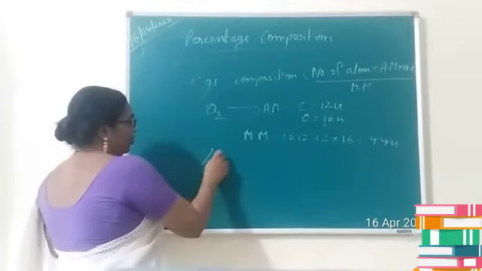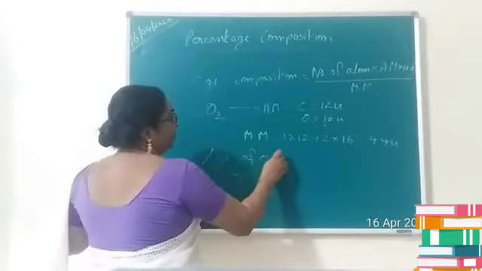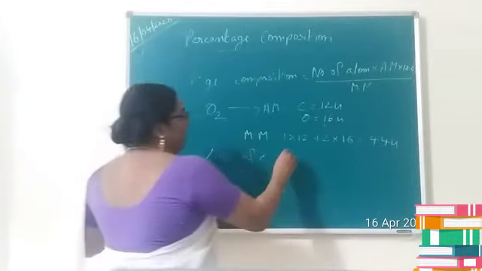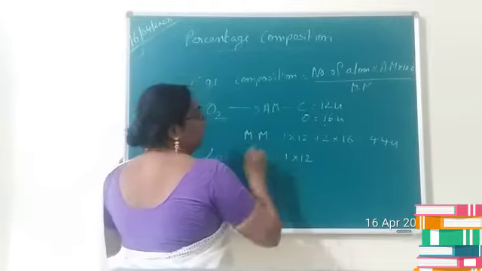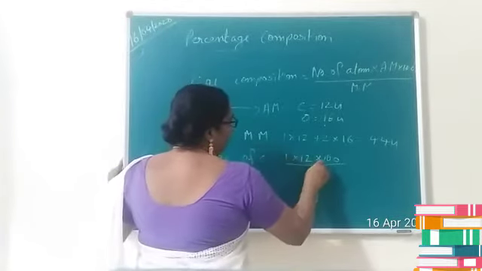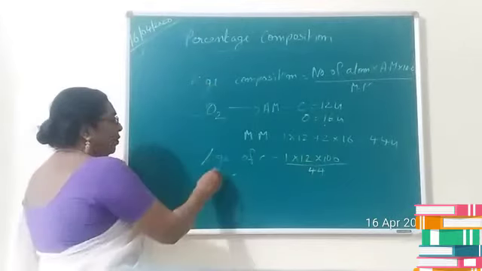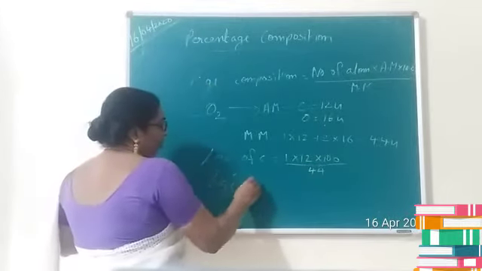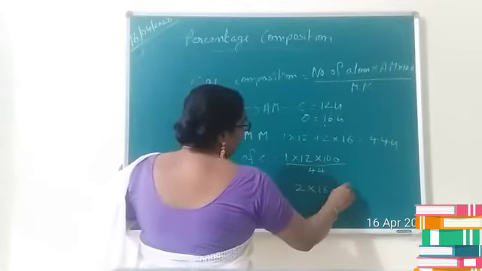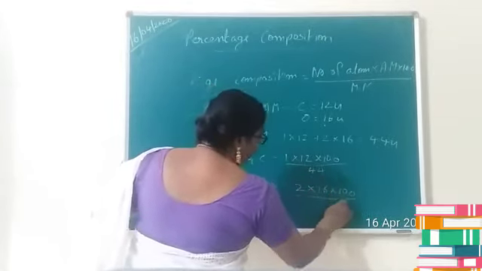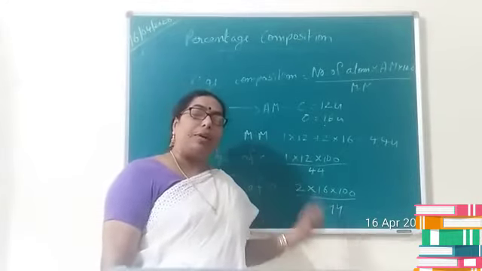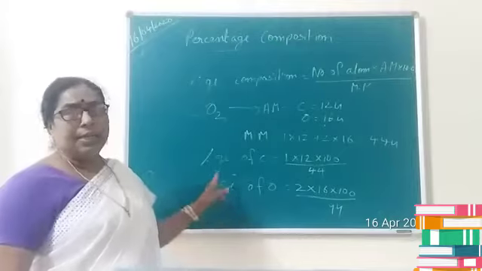Therefore, percentage of carbon is equal to number of atoms. How many carbon atoms are here? 1 into the atomic mass of carbon, 12, into 100 divided by 44. Is it clear, children? Or we can consider percentage of oxygen is equal to 2 into 16 into 100 divided by 44. Is it clear? When you simplify these terms, you will get the percentage of carbon and oxygen in carbon dioxide.